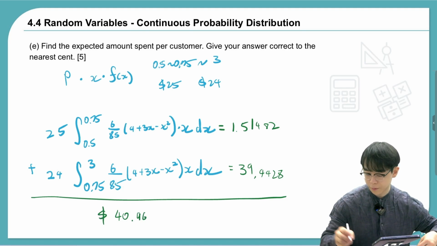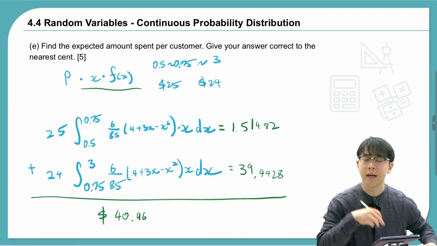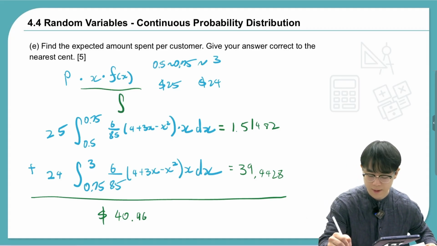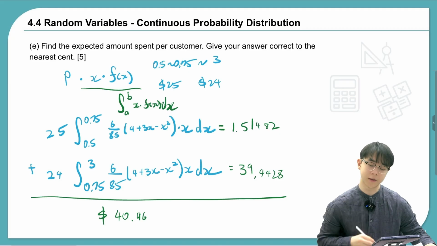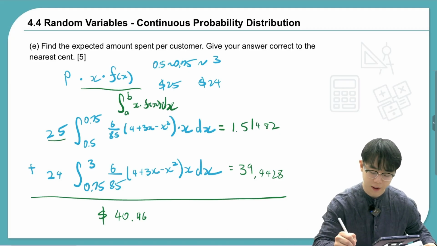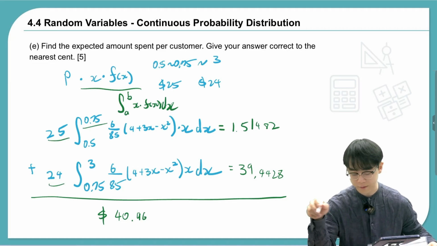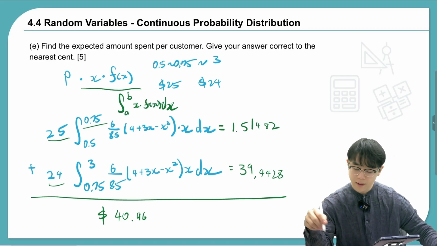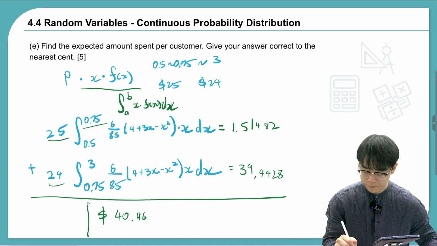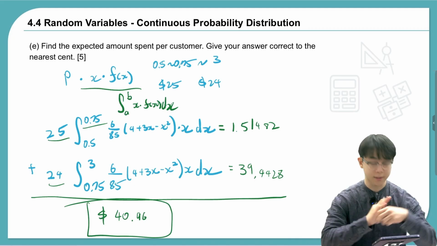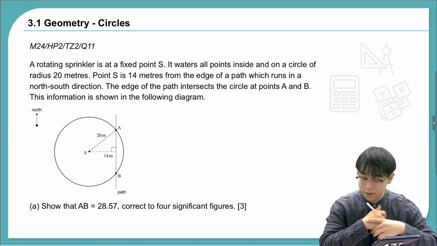Okay. So it's a typical expected value problem where we integrate from this entire range and we multiply x times f of x dx. But we do need to take note of how the price changes from the 0.75 kilogram mark. So we just have to do this separately and add it together. So that's how you would do number 10. Right, so let's move on to number 11.